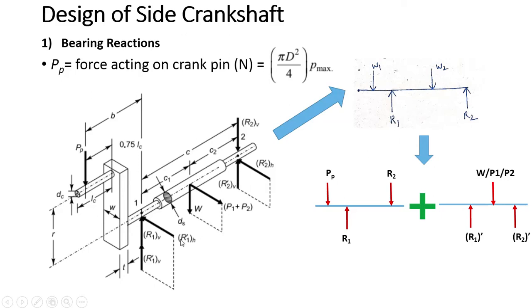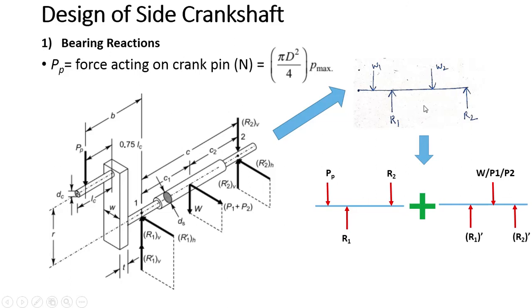We have a reaction R1 at bearing 1, because in this case we only have 2 bearings, unlike the last case of the center crankshaft, where we had 3 bearings. W1 and W2 are the loads. W1 is the load because of PP, that is, the force acting on the crank pin transferred by the connecting rod. And W2 is the point where the flywheel weight acts, along with P1 and P2 in general form.